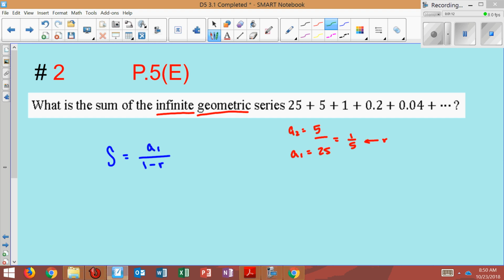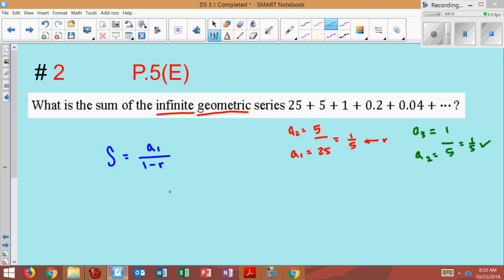We can check it by using a different term, like say a sub 3, which is 1, and we divide it by a sub 2. So you always take the future term and divide it by the previous term. If I just took the third term and divided by the second term, notice I get 1/5 again, which is what it's supposed to be, 1/5.